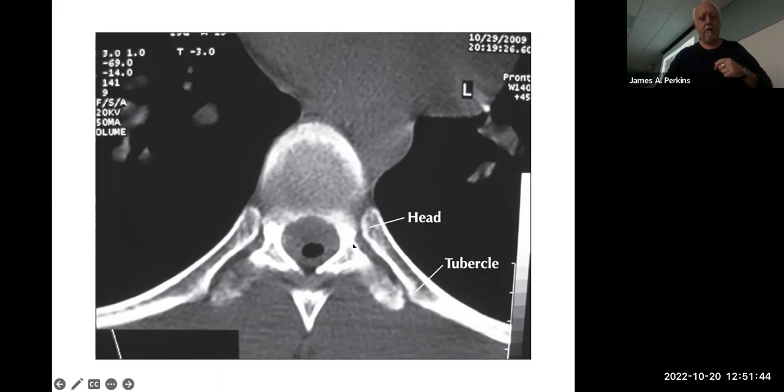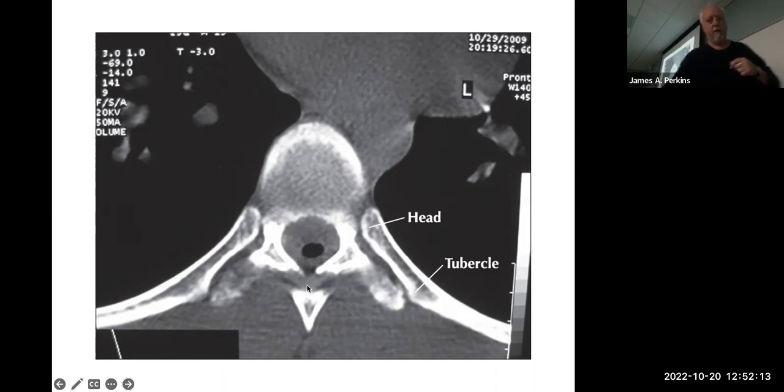We have a pair of pedicles extending posteriorly from the vertebral body. This would be the left pedicle that I'm going over with the cursor, and then the right pedicle over on the other side. The pedicles connect the vertebral body to the lamina. So the two lamina would lie back here. And then the body, the two pedicles, and the two lamina completely enclose the vertebral canal, which is where you'd find the spinal cord. That round space in there is where you find the spinal cord.